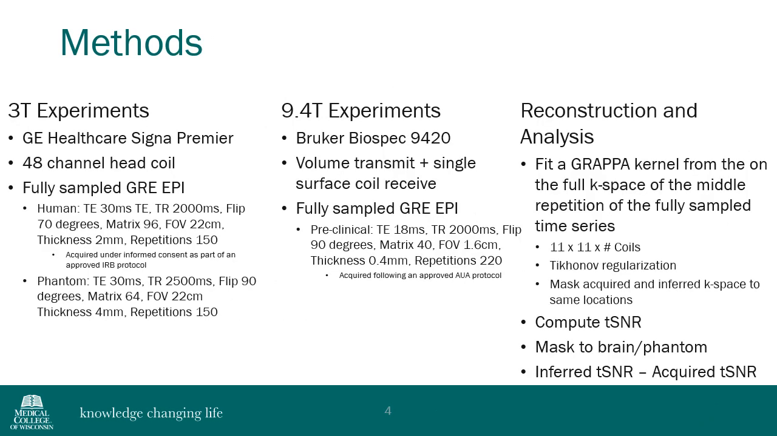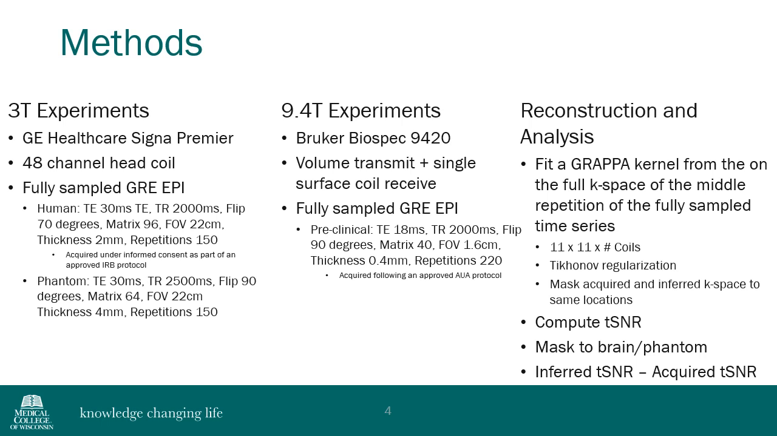In this work, we acquired data on both 3T and 9.4T systems. The 3T system was a GE Healthcare Signa Premier with 48-channel head coil, and the 9.4T system was a Bruker BioSpec 9420 with locally developed single-channel receive coil. Further details of the acquisitions are in the first two columns of the slide.